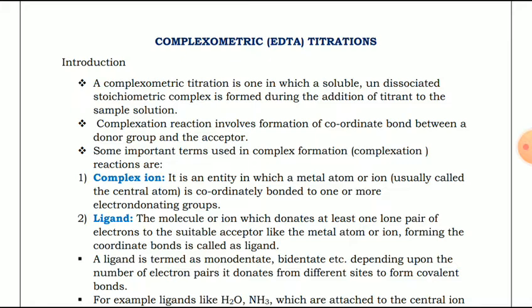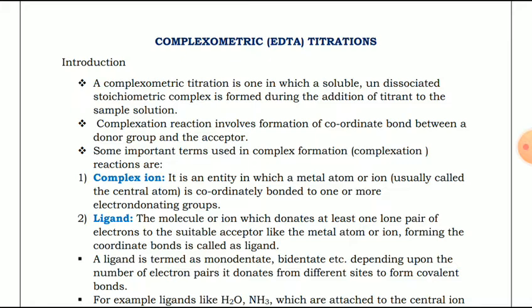See, complex ion means the central metal ion. Suppose magnesium forms a stable complex with EDTA; then magnesium will be the central metal atom that is coordinately bonded to the electron-donating group, that means the oxygen of the EDTA. This is the complex ion.